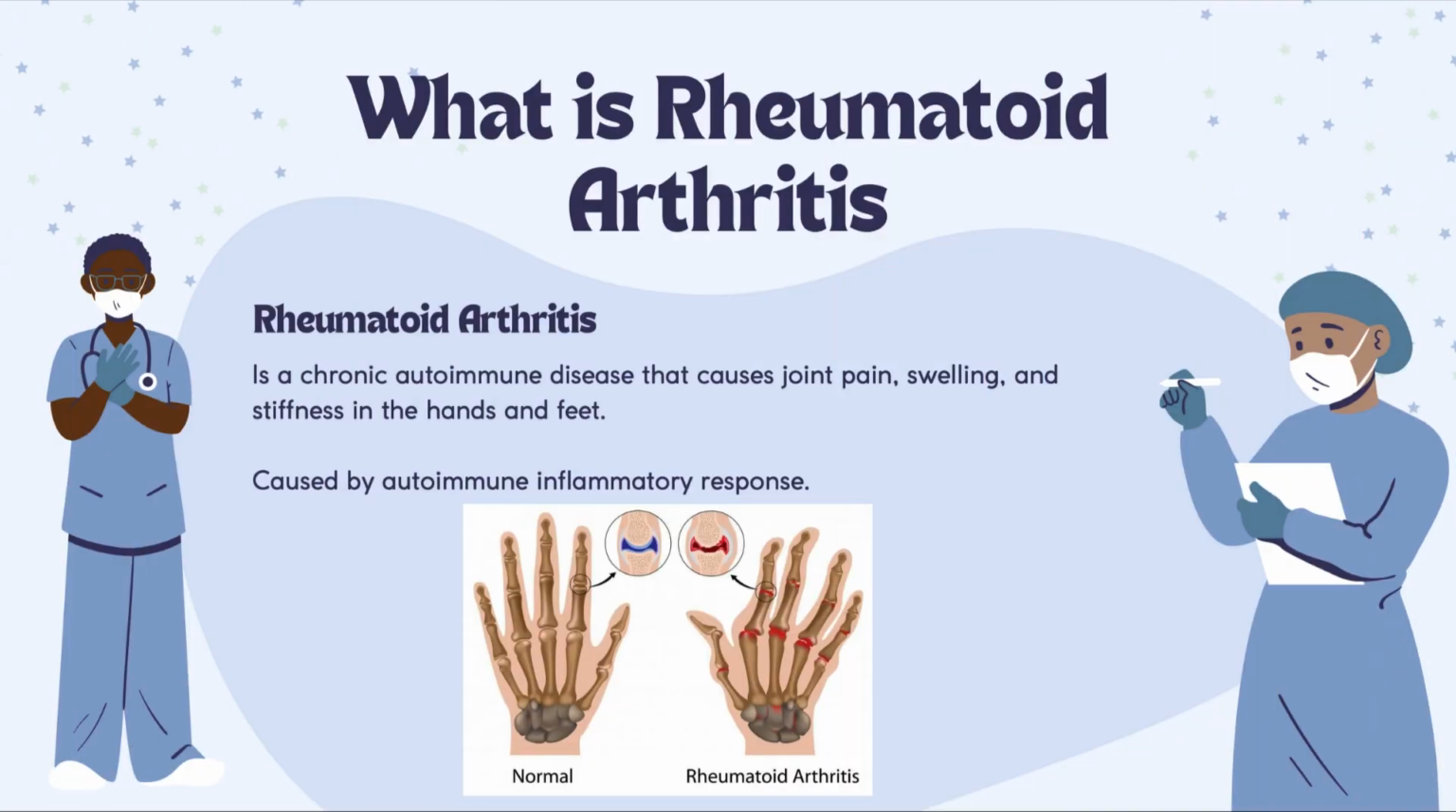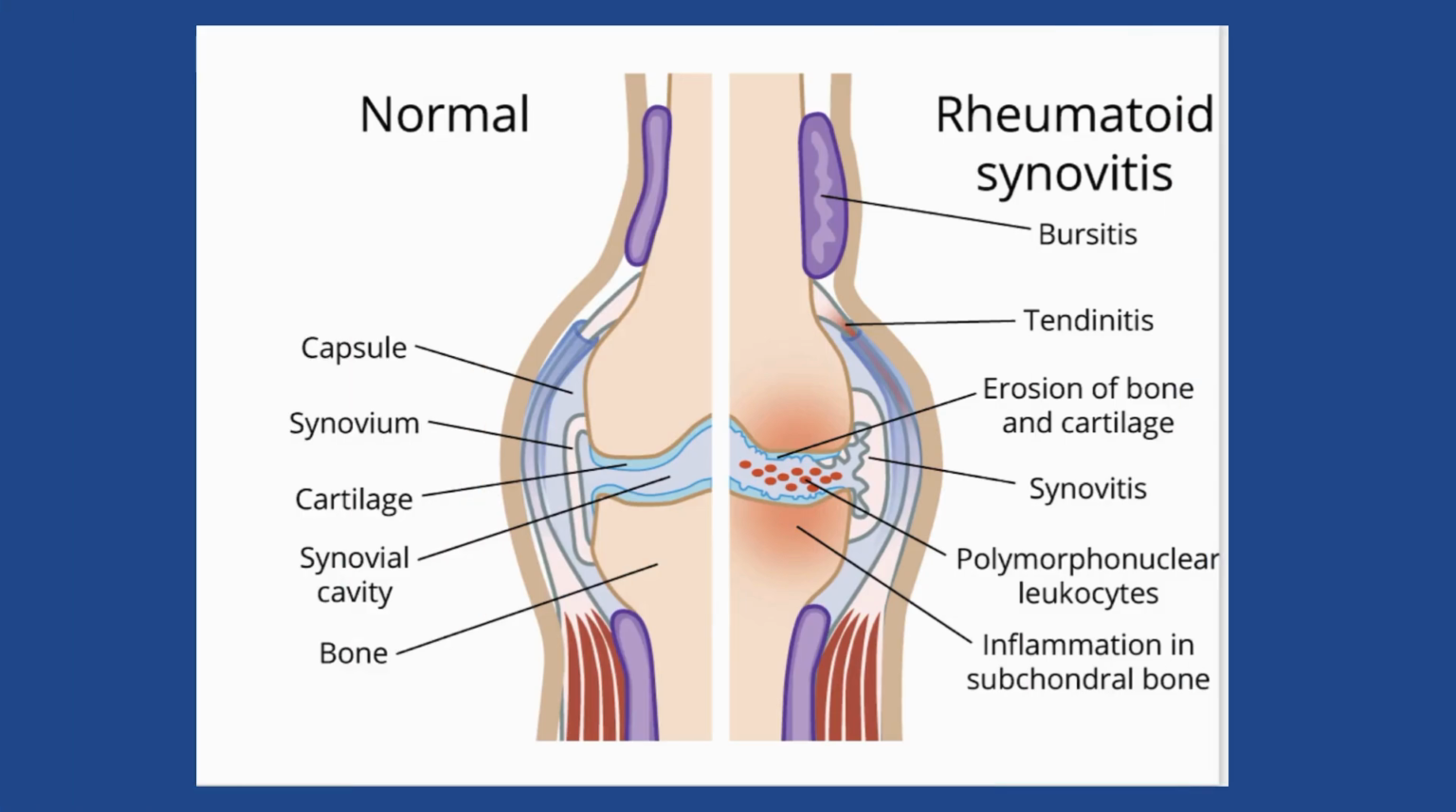Rheumatoid arthritis is a chronic autoimmune disease that causes joint pain, swelling, and stiffness in the hands and feet. It is caused by an autoimmune inflammatory response in the joint lining of a genetically predisposed host, causing painful swelling and may lead to bone erosion and joint deformity. As depicted in this photo, we can see the difference between a normal joint and a joint with rheumatoid arthritis.